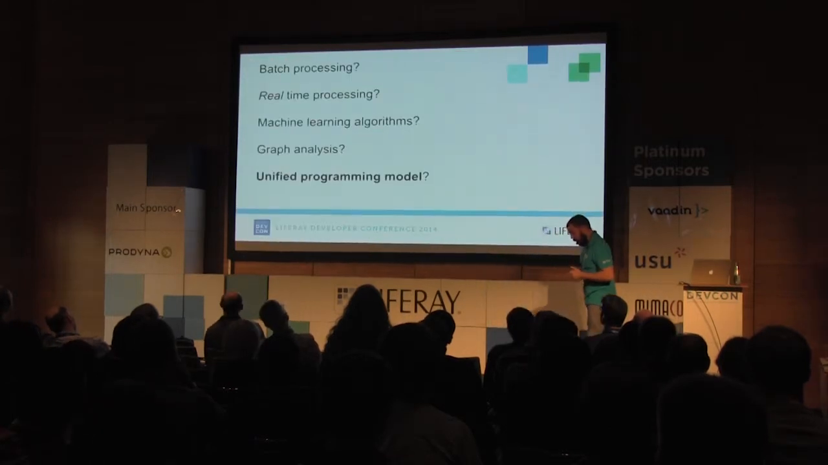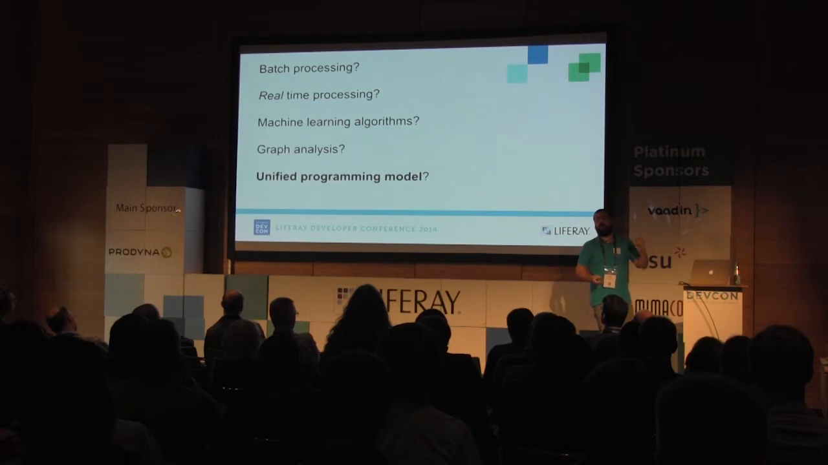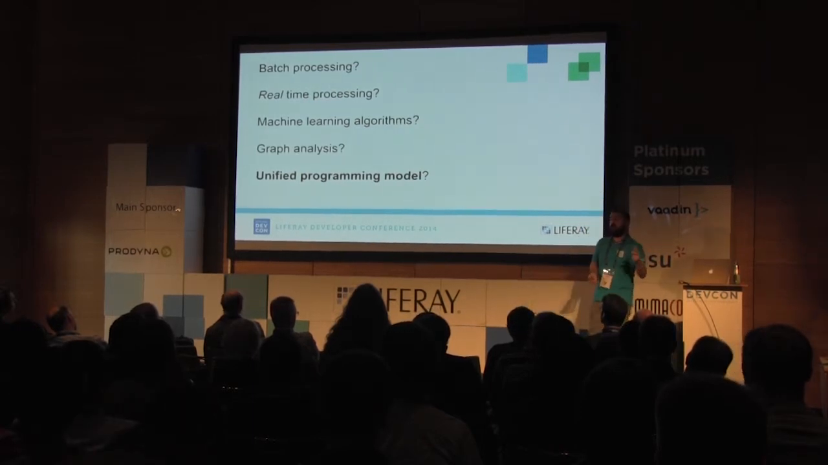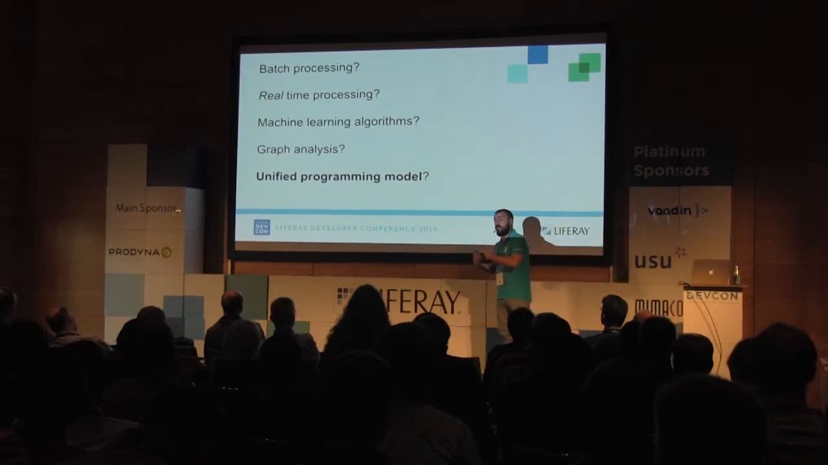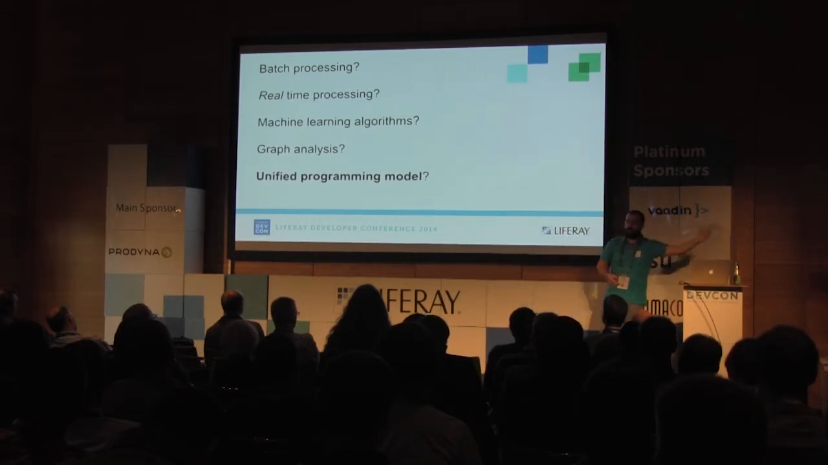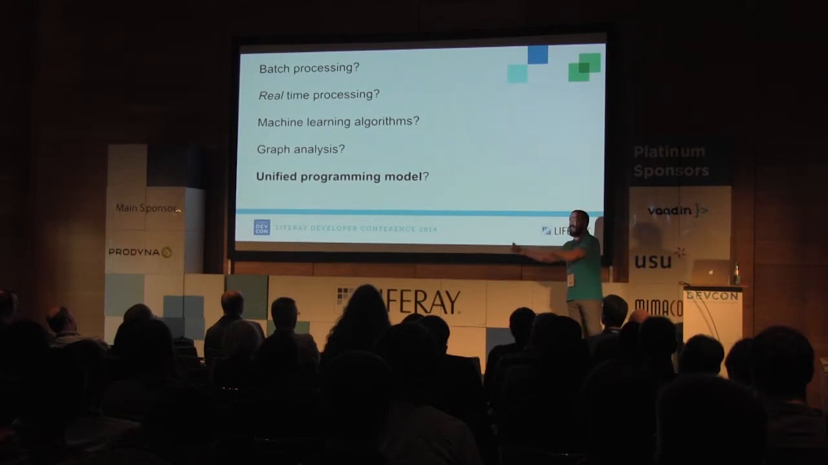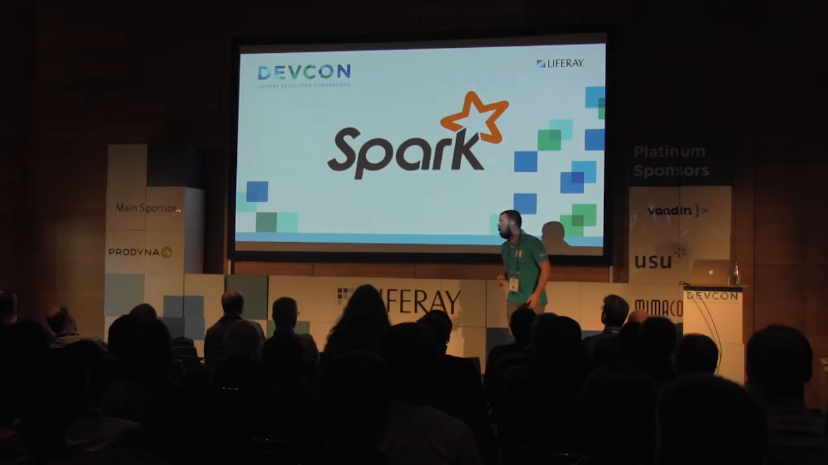So which are the problems I want to solve? I want to do some batch processing. I want to do some real-time processing too. Maybe I want to do some graph analysis. Is there any tool that provides me a unified programming model, so I don't have to use a bunch of completely different technologies with completely different paradigms and completely different APIs? Is there any tool that provides me all this in a unified programming model? And the answer is yes. The answer is Spark.